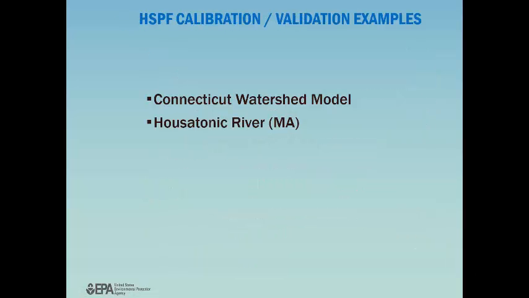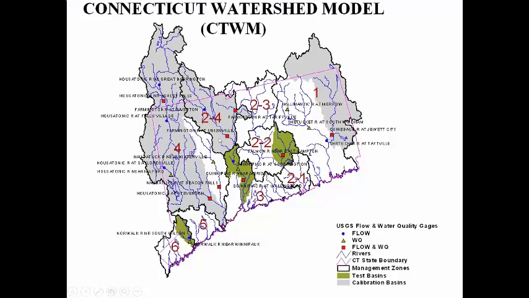The two examples I wanted to present, and I'll go through some of this relatively quickly, are an example on the Connecticut River watershed in New England and the Housatonic River in western Massachusetts. This is the state of Connecticut in the red line outline and the watersheds. We were asked by the Connecticut DEP, Department of Environmental Protection, to provide nutrient loadings to Long Island Sound, which is basically the body of water just off the coast here in New England.